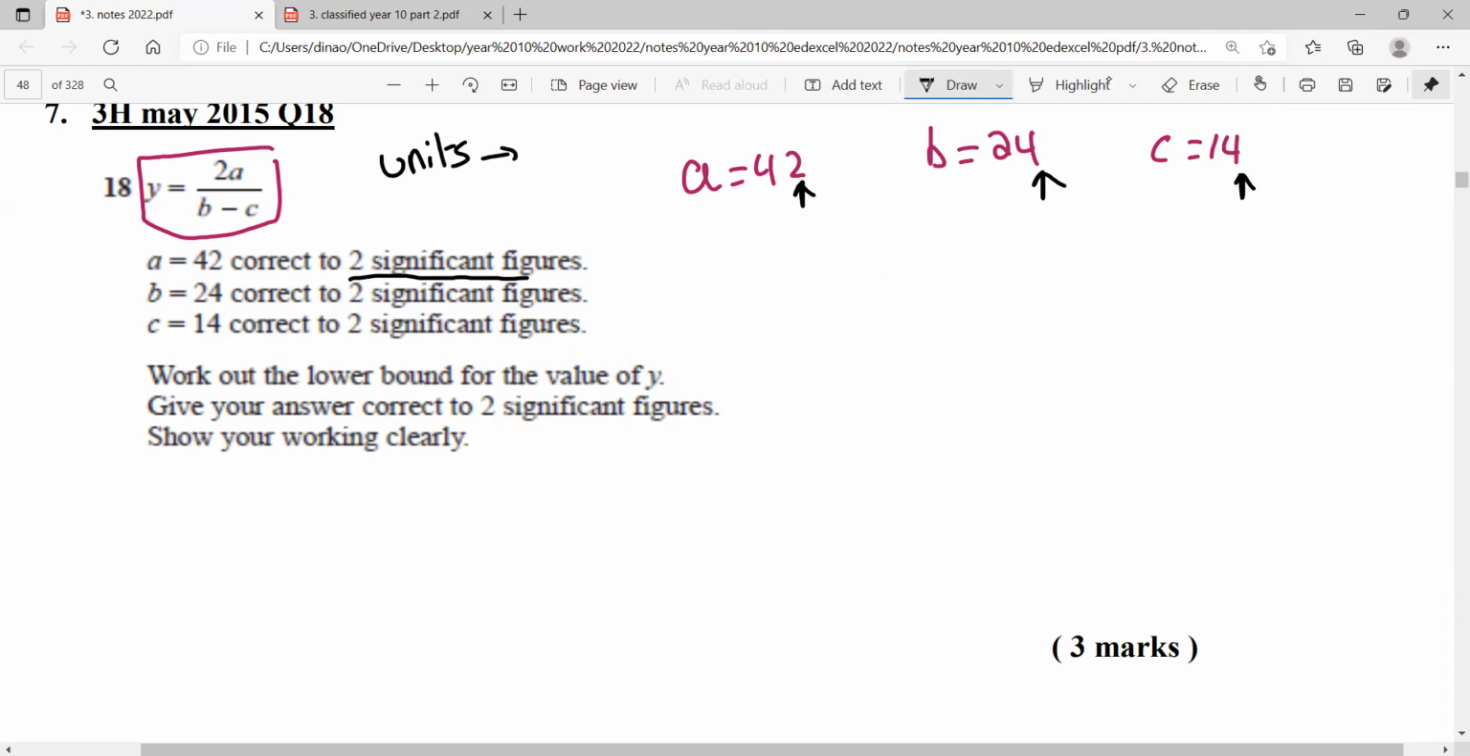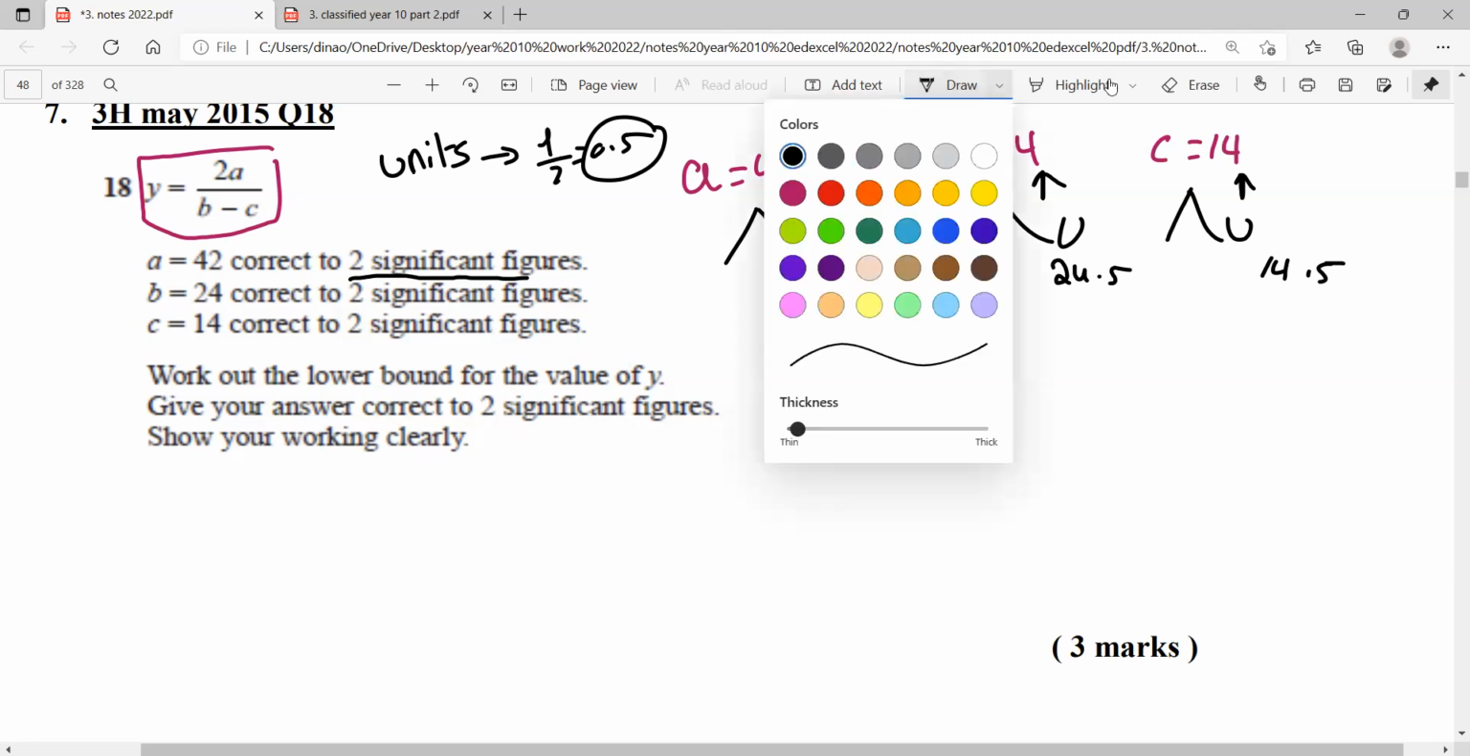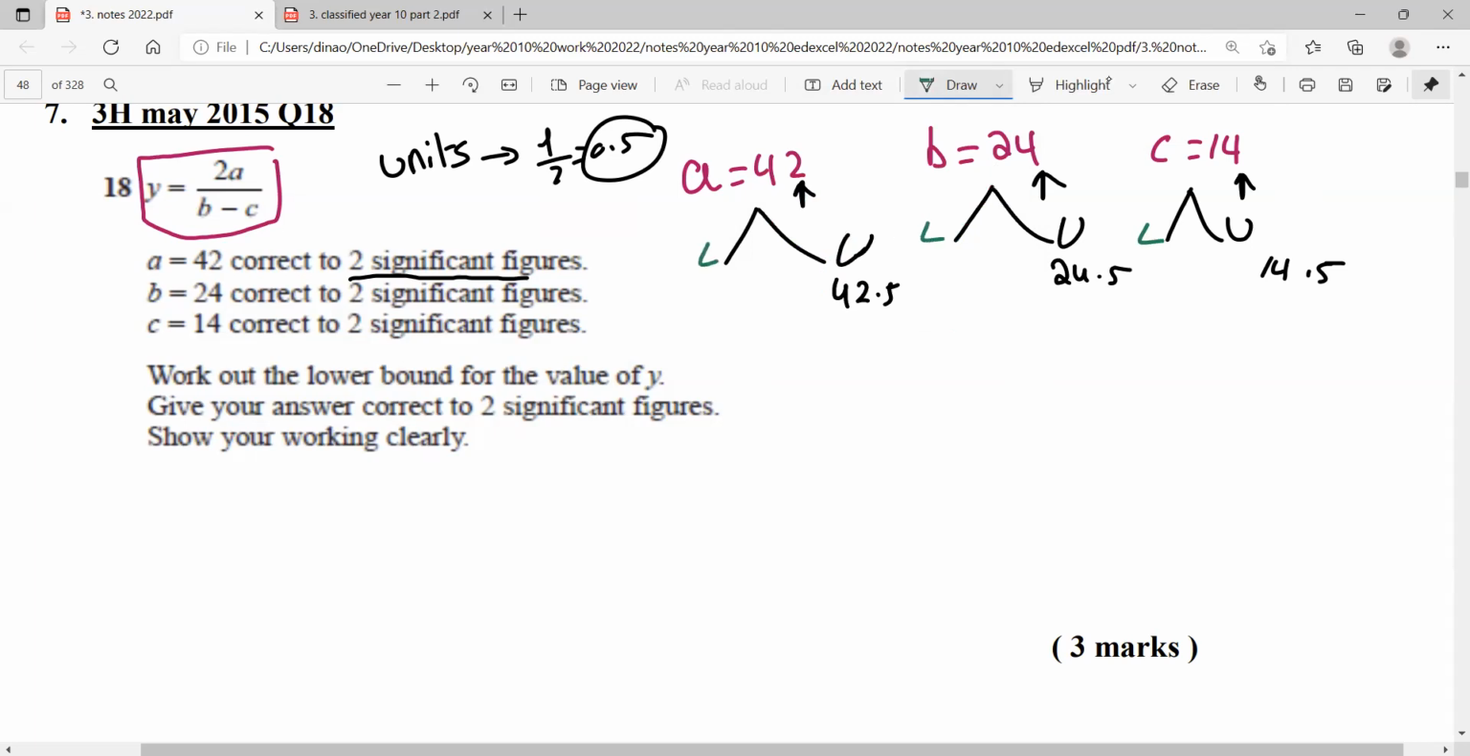The value of the units is 1, divided by 2, which is half. Add, subtract. Add to find the upper bound. I mean, add this number over here. So 14 plus half, 24 plus half, 42 plus half for the upper, and then for the lower, subtract 0.5 from this. So 41.5, 24 minus half is 23.5, and 14 minus half is 13.5. I don't use these anymore.